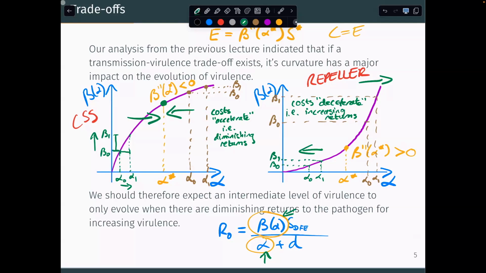So would a good example of a repeller be like influenza? Because not many people die from it. It's kind of hard to say for specific pathogens. Well, the problem with the repeller is it means that you could be on the other side of this, right? And you could get sent off to an infinite level.